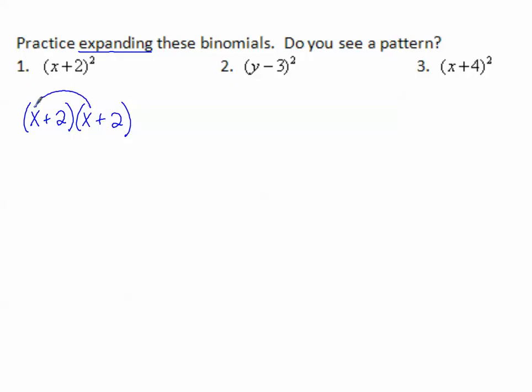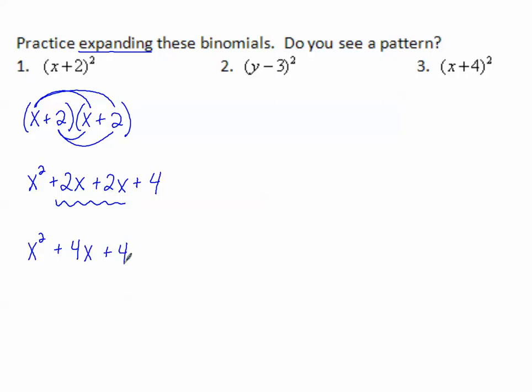x gets distributed to both terms in the second binomial. x times x makes x squared. x times 2 makes positive 2x. Now we'll distribute the 2. Positive 2 times x makes positive 2x, and positive 2 times positive 2 makes positive 4. Combine the like terms in the middle. x squared plus 4x plus 4. And here is our trinomial.